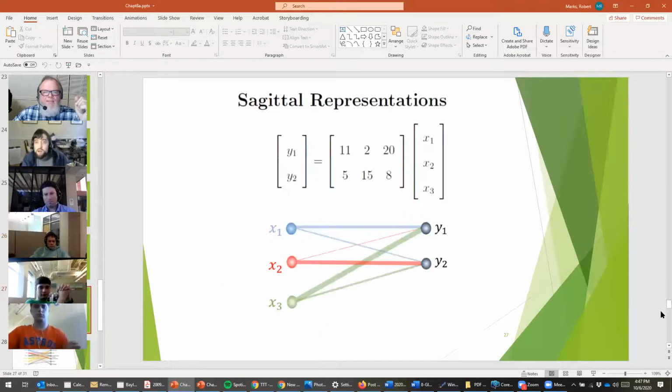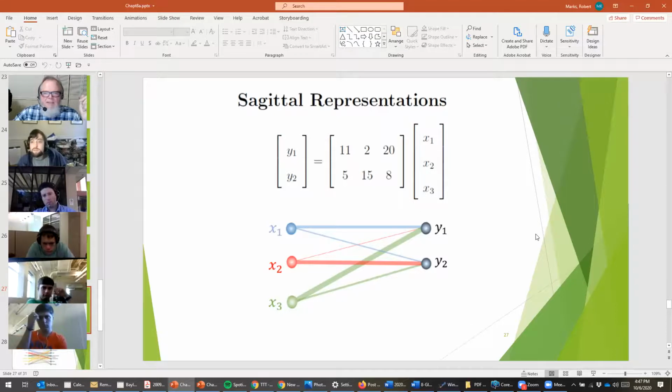So let me do that. Here's an example. This is a matrix vector multiply. We have a matrix, we have a vector, and then we have another vector. Notice that we can represent this by a sagittal diagram. Sagittal means kind of spread out in a planar fashion, as you can see here. And the interconnects among the nodes are larger if the corresponding matrix element is larger. Do you see how this is a visual representation of this?